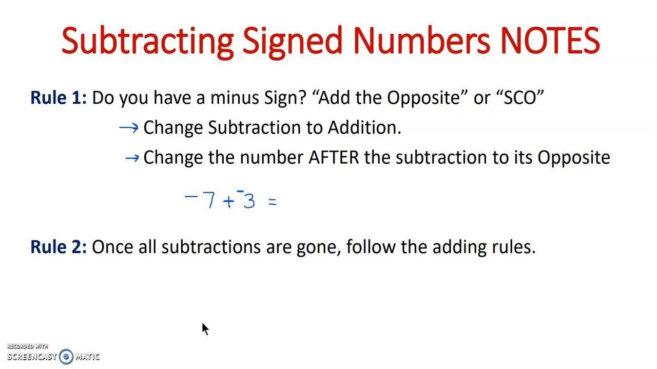So now we have -7 plus -3. The signs are the same, so we keep the sign and we add 7 plus 3, giving us an answer of -10. So remember, -7 minus a +3 gives a result of -10. We change subtraction to adding. We change the +3 to its opposite, and that makes the numbers much easier for us to see.